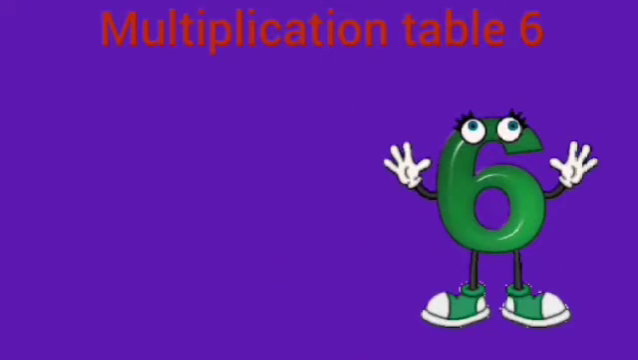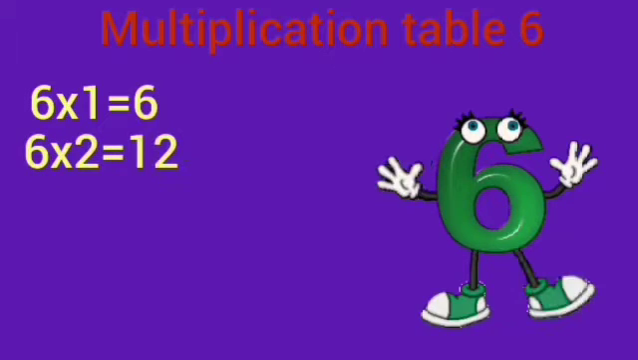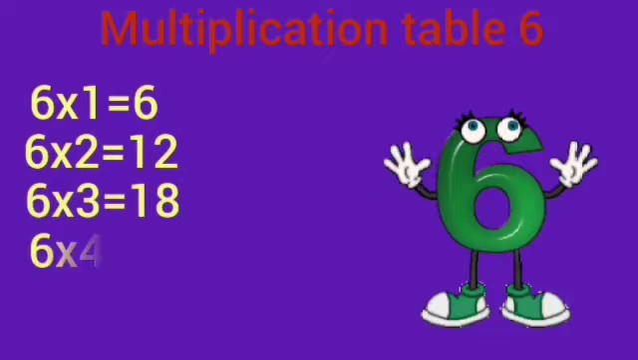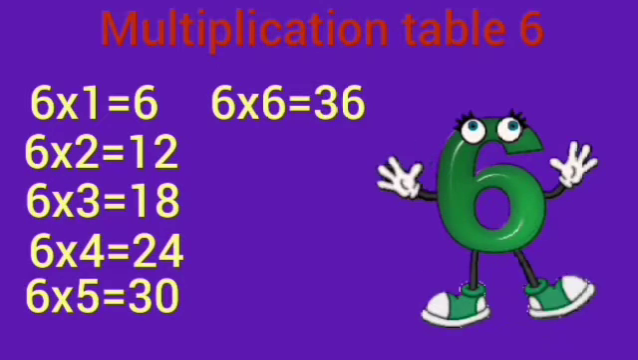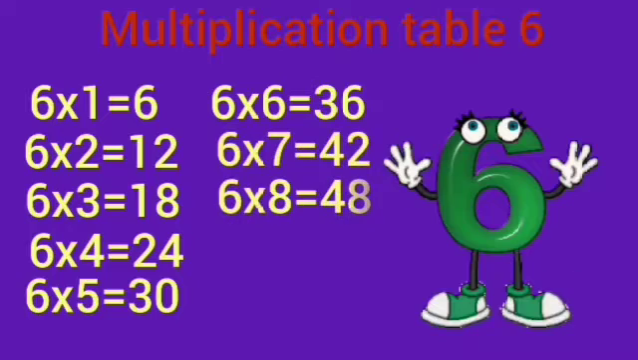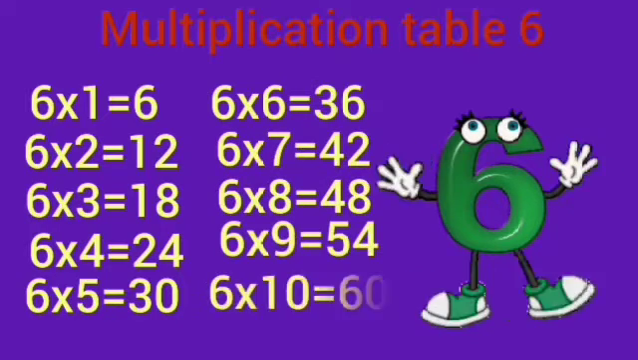Children, now we can learn 6th multiplication table. 6 ones are 6, 6 twos are 12, 6 threes are 18, 6 fours are 24, 6 fives are 30, 6 sixes are 36, 6 sevens are 42, 6 eights are 48, 6 nines are 54, 6 tens are 60.